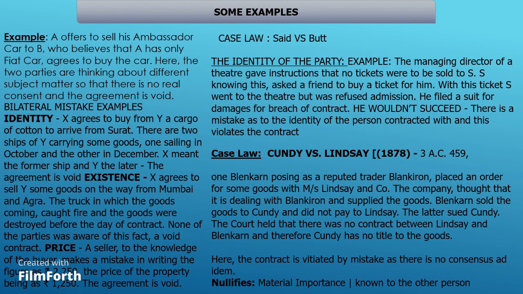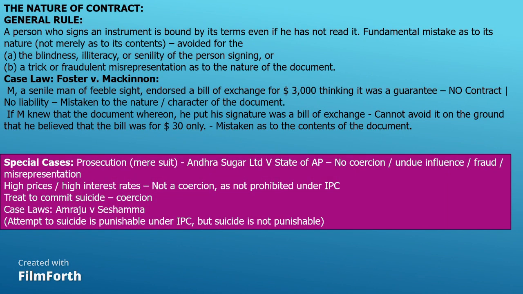Willful misrepresentation or fraud, Section 17. A false representation or assertion of fact, made with intention to induce the other. The statement is made either with the knowledge that it was false or without belief in its truth. The party defrauded can avoid the contract and also claim damages.